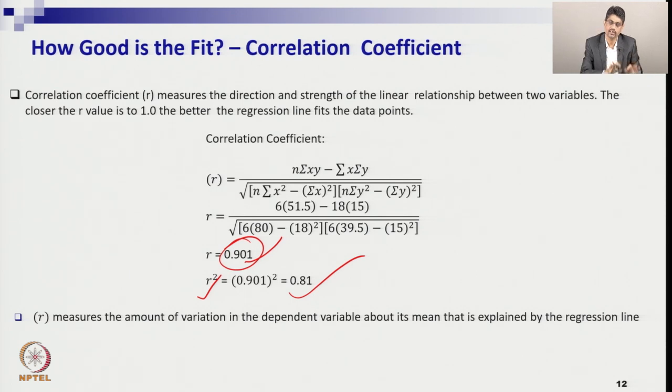If it is 0.95, then there is a very strong R square, and you can say that the regression you have fit is a very good fit. So R square is one of the most important measures of goodness of fit of the regression model. The layman definition of R square is how the independent variable is explaining the dependent variable. That measure is done through the R square value, or you can say the coefficient of determination.